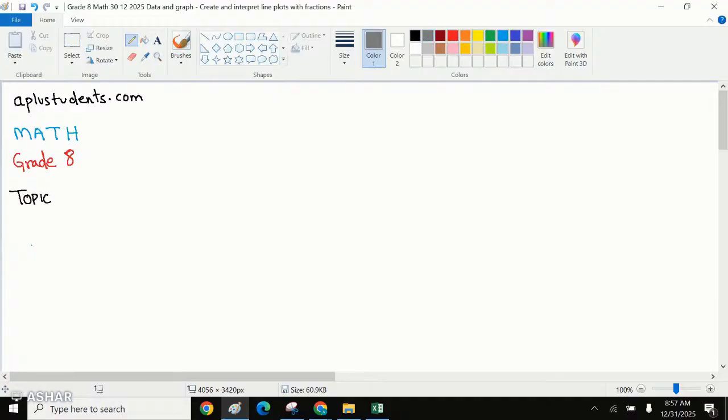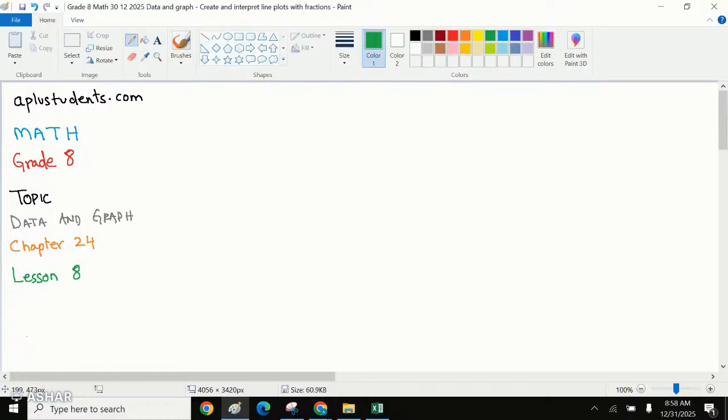Okay. The topic for today is data and graphs. We will see how to interpret graphs. The chapter number is 24, and the lesson number is 8.